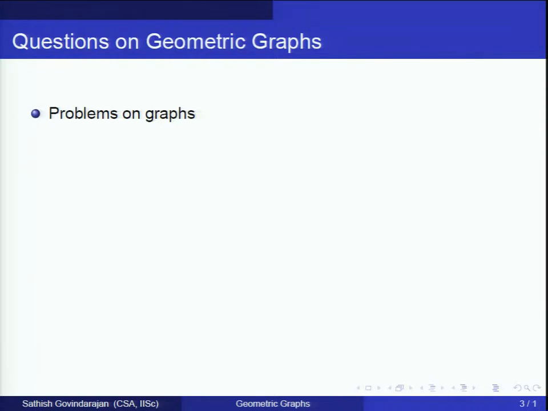On these geometric graphs, you would like to ask the standard set of problems which you generally ask on graphs, which includes things like, how do I color this graph? How do I find a clique or an independent set in this graph? Are these terms like independent set, coloring, clique familiar to all of you? Is anyone not clear about these terms? Okay. If later you have something, I can quickly go over it.